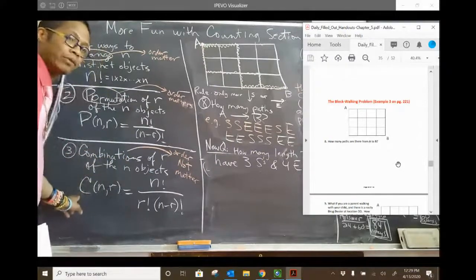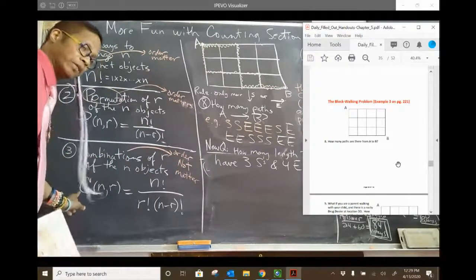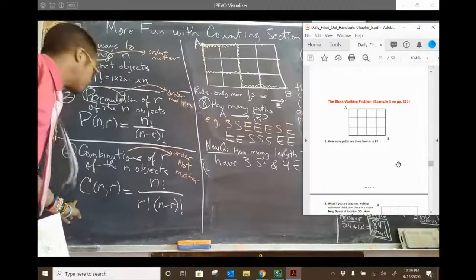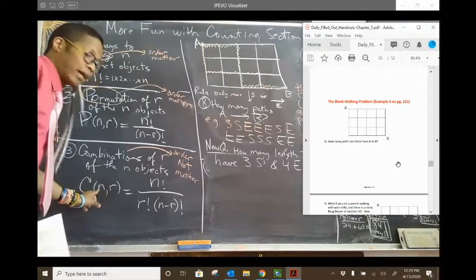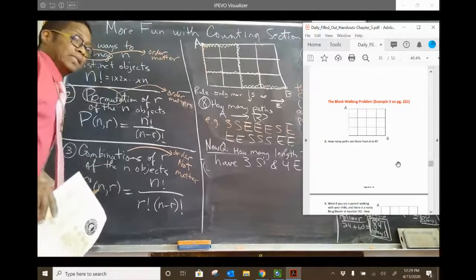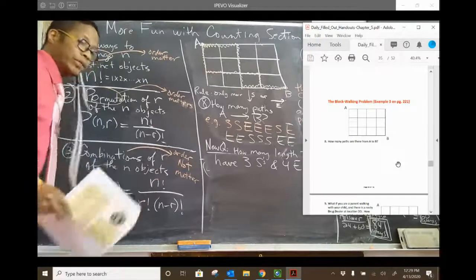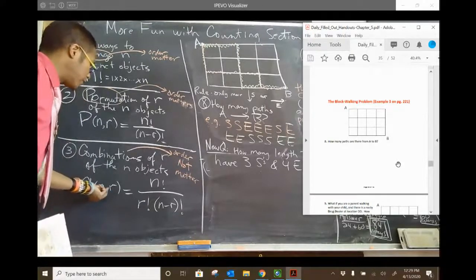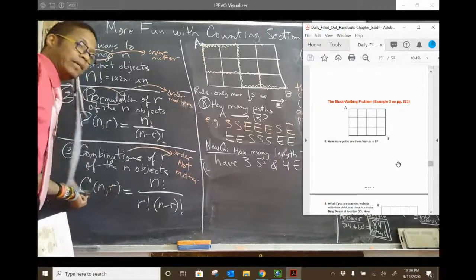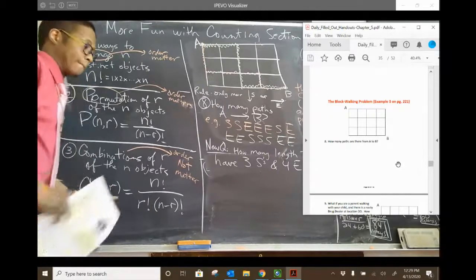Choose, that's what the C stands for. Actually, it stands for combination, but let's think of it as choose. Choose 4 of the 7 slots to put the E's. So the answer is correct. In fact, C(7,3) is the same as C(7,4).